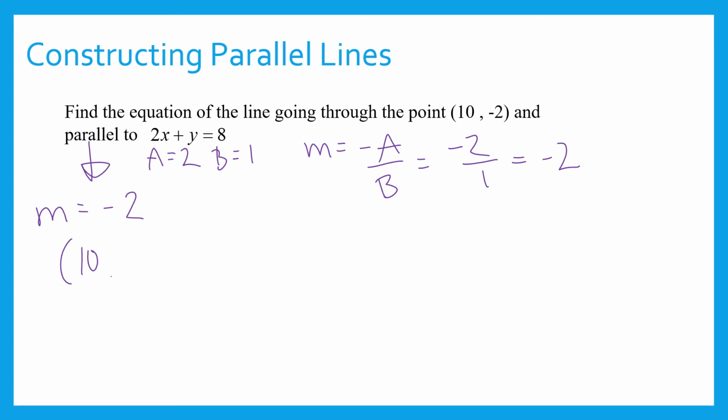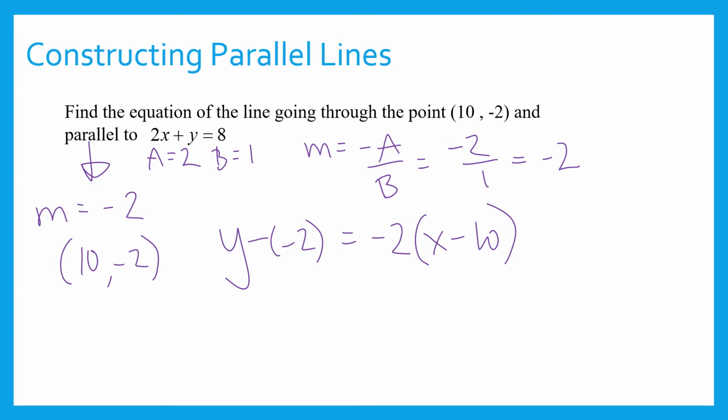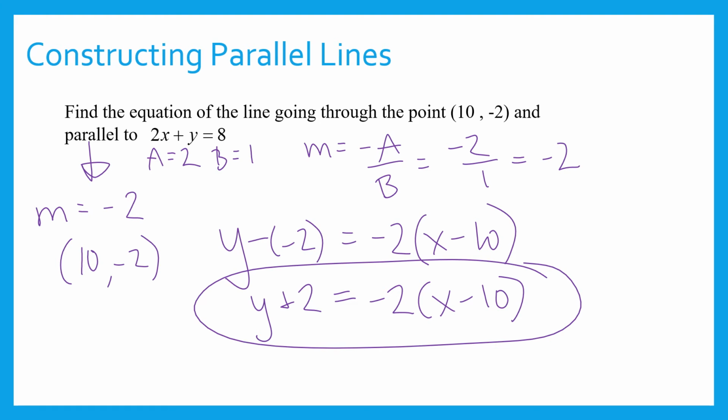And then it needs to go through (10, -2). So y minus -2, that's the y-coordinate, equals -2, that's the slope, times x minus 10, that's the x-coordinate. So to simplify here, I have y plus 2 equals -2 times x minus 10. And that is my final equation.